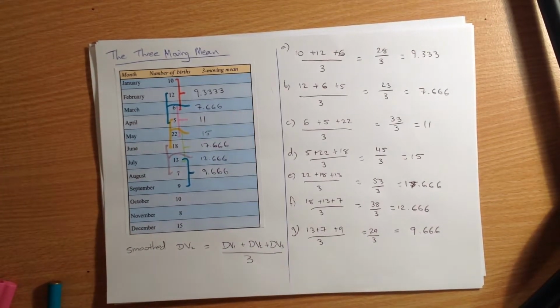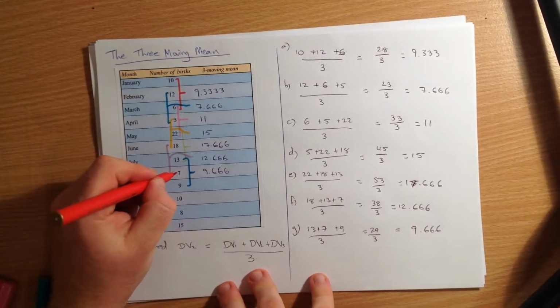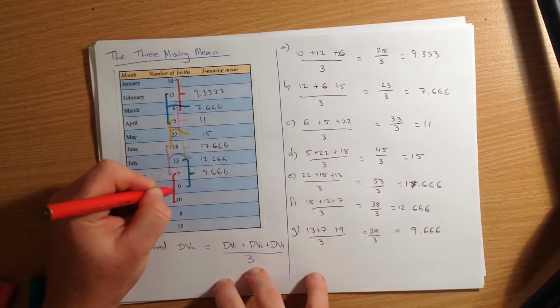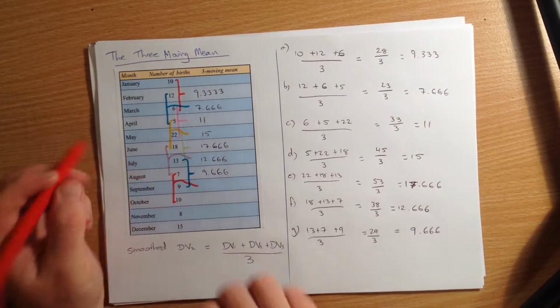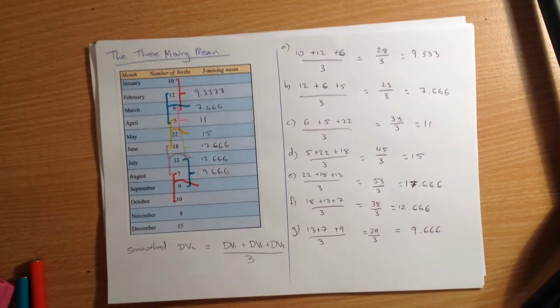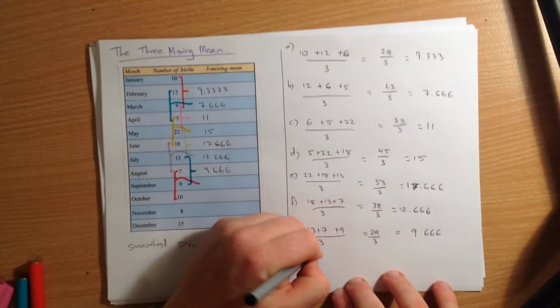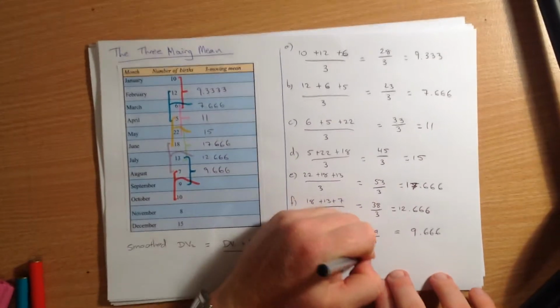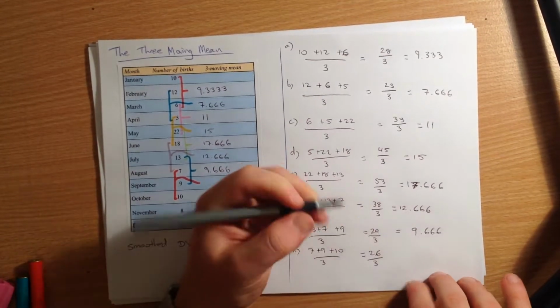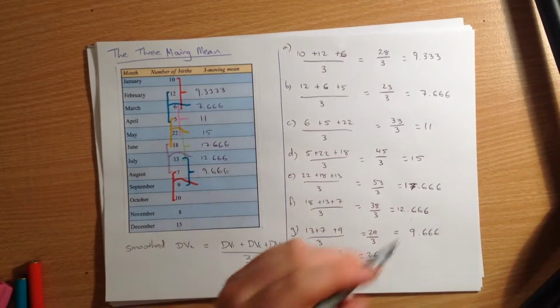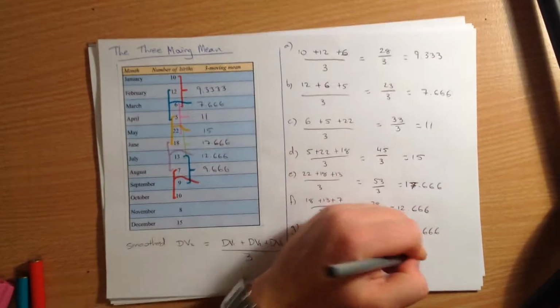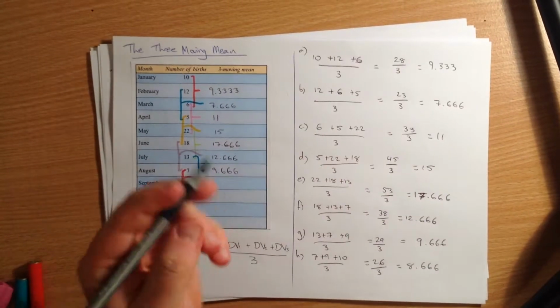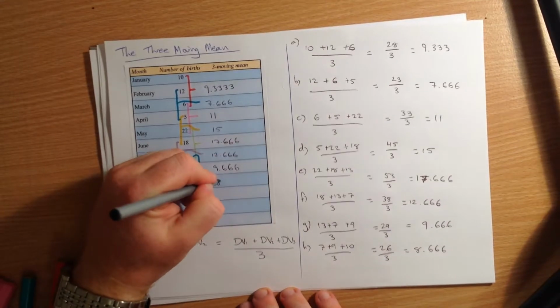Alright, let's do another one. 7 and 9 and 10. 7 plus 9 plus 10, we're getting towards the end now. Makes 26 on 3, which must be, 9 3s are 27, so it must be 8.666. Hope you're getting sick of it by now.